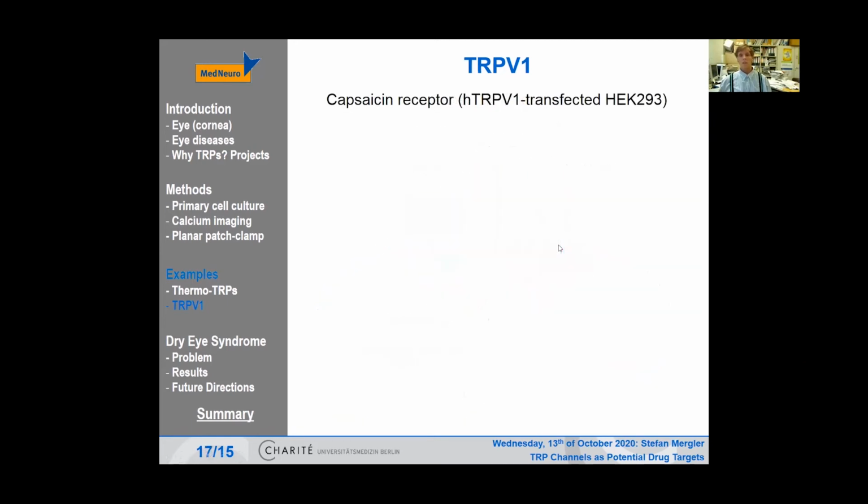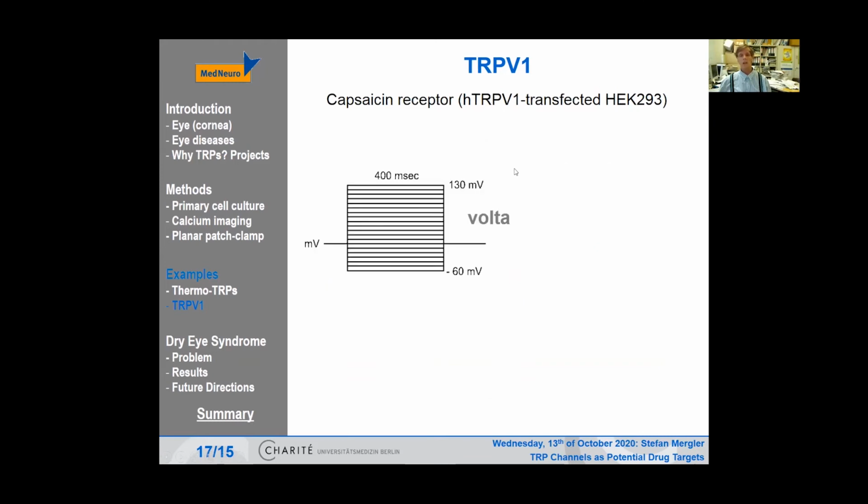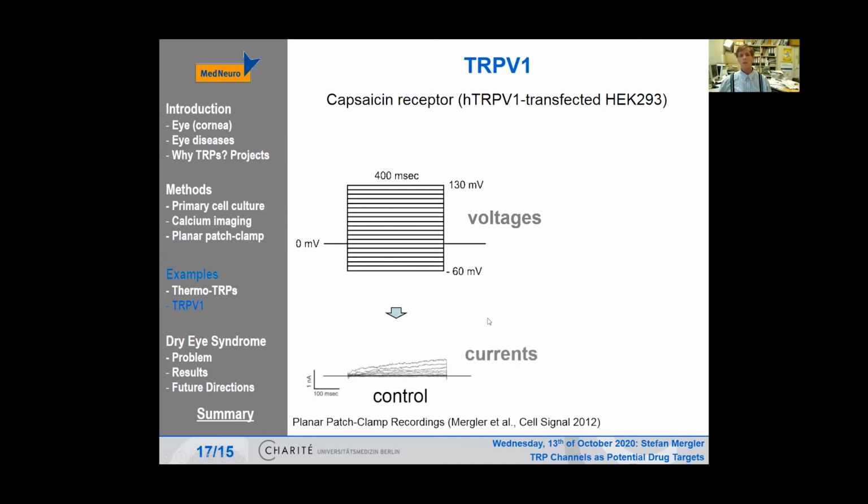Okay, for TRPV1, I would like to show an example with overexpressed TRPV1 transfected human embryonic kidney cells. As you know, this is a cell line which is regularly used in research. And here's again the step protocol from -60 to +130 millivolts. And here are the control currents. Probably some of these currents are channels which are active at room temperature, or we can exclude also anion channels like chloride channels. But this is minor in my view.